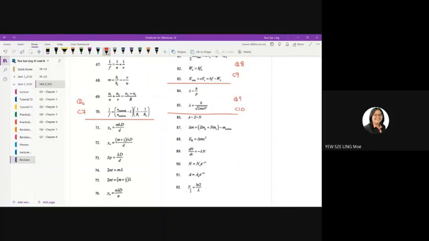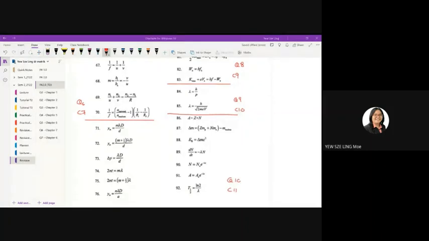Okay, in questions 9. And then the last one is from 86 until 93. That is the equation from chapter 11, where you're going to use it in chapter 10. So basically, that is what you should do before you answer the questions.